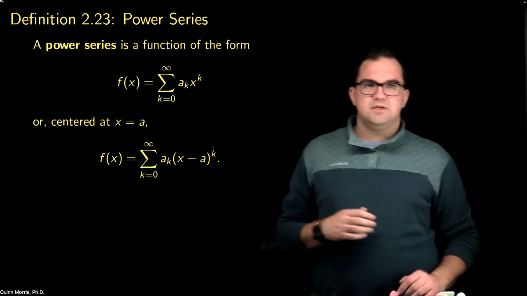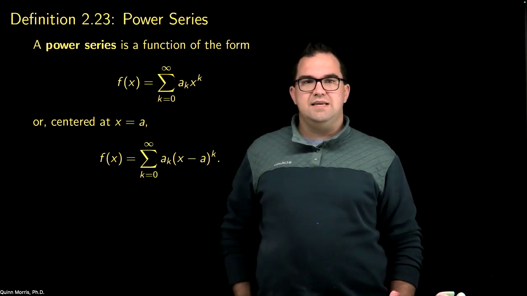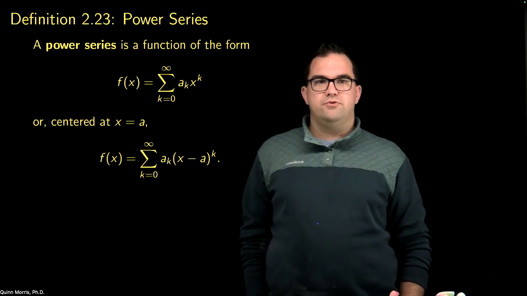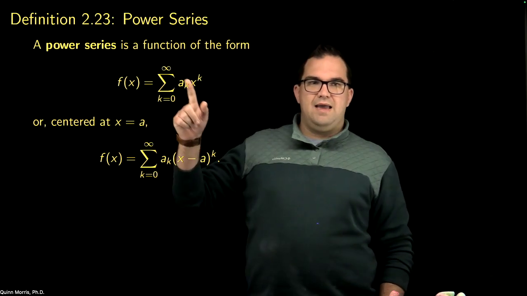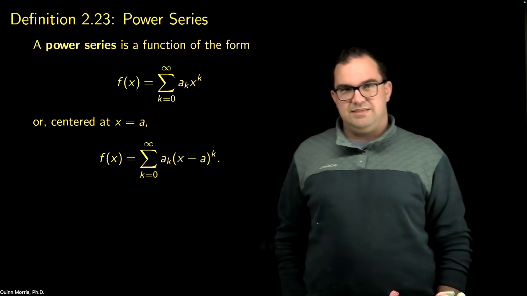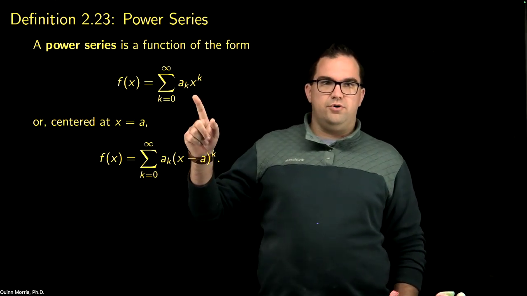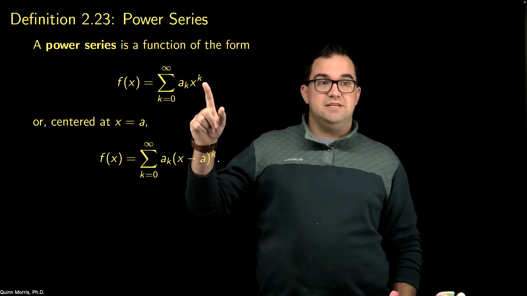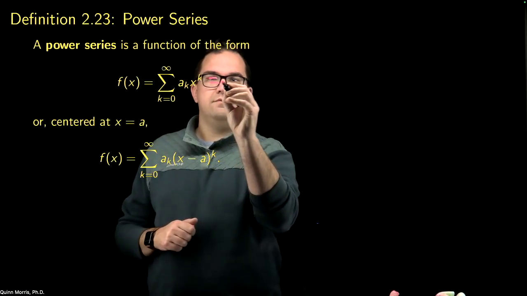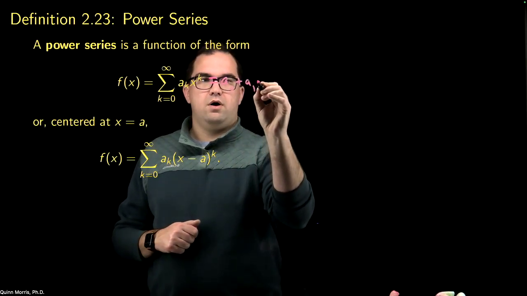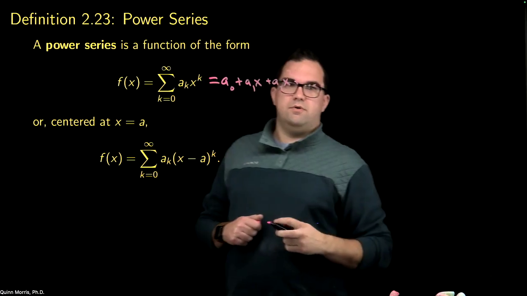So a power series, we can think of this as a function of this particular form. F of x is equal to a sum k equals 0 to infinity, a sub k times x to the k, where these a sub k are just presumed to be a sequence of real numbers. So the first term would be a sub 0 times x to the 0, but x to the 0 would just be 1. So if I just were to expand this out a bit, I get an a0 plus an a1 x to the first plus an a2 x squared, and so on and so on and so on.